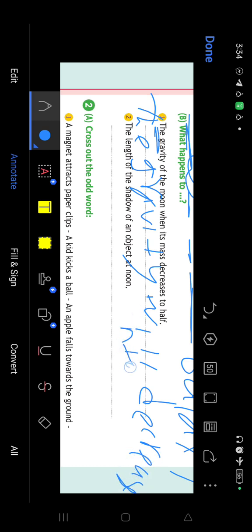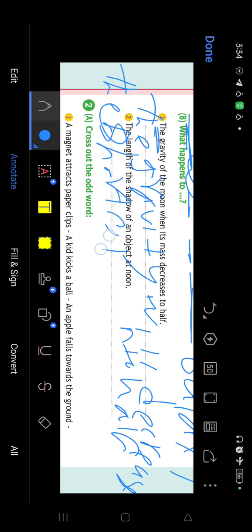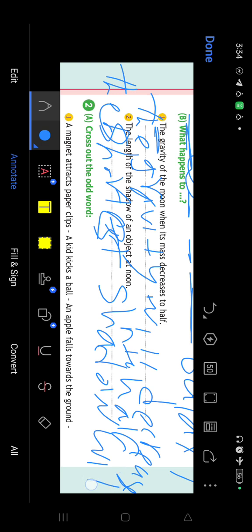Okay, the length of the shadow of an object at noon. What happens to the length of the shadow of an object at noon? Yeah, it will be the shortest shadow. So the shortest shadow.